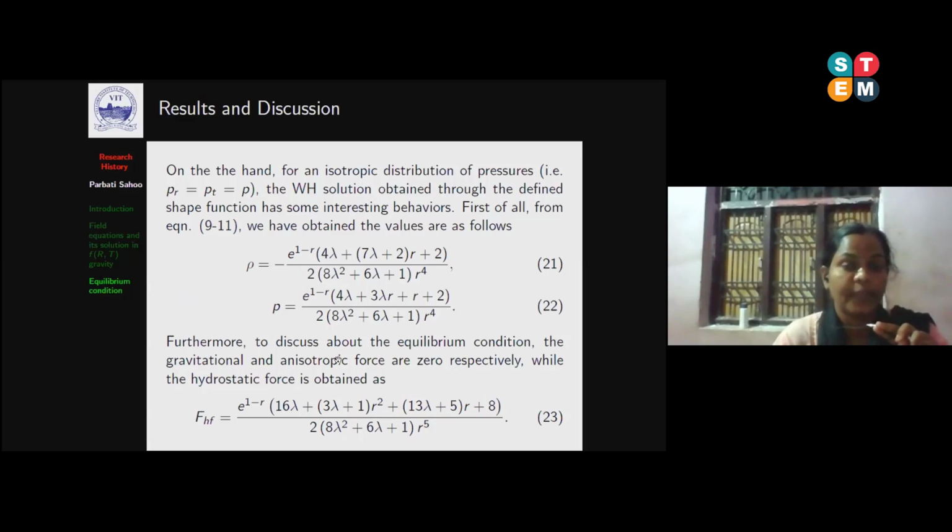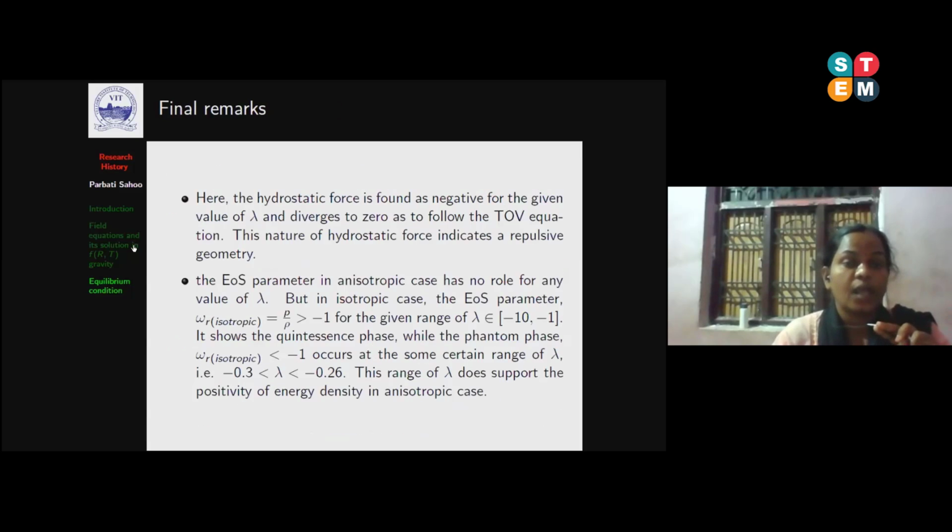These are the matter components we have obtained for the isotropic case. To discuss the equilibrium conditions, the gravitational and anisotropic forces are zero respectively, and only the hydrostatic force is obtained as this one. Here the hydrostatic force is found to be negative for the given value of lambda and diverges to 0 as per the TOV equation. And this nature of the hydrostatic force indicates the repulsive geometry.